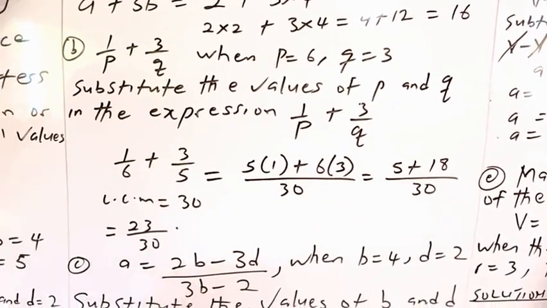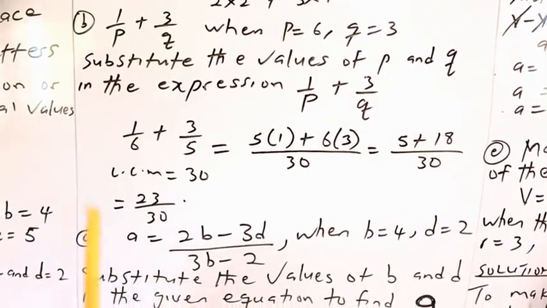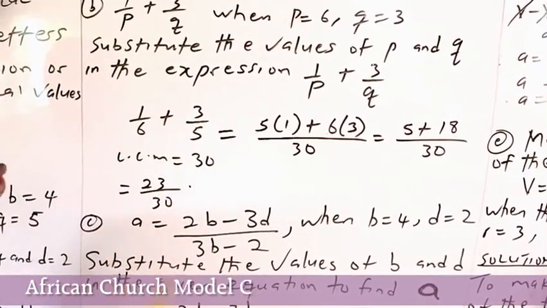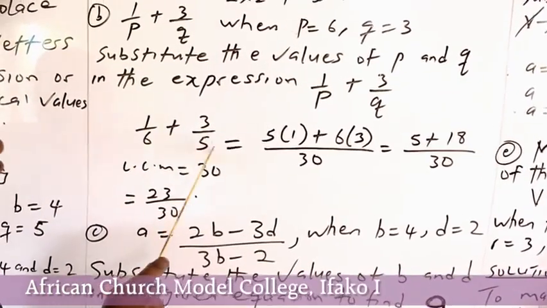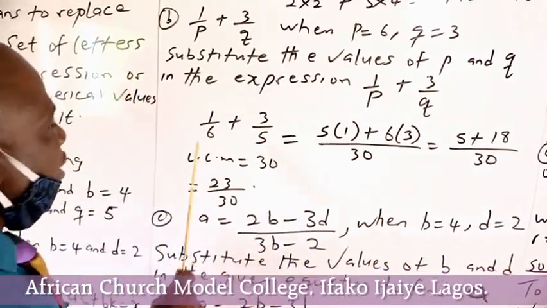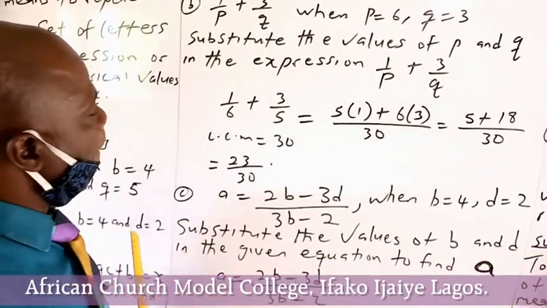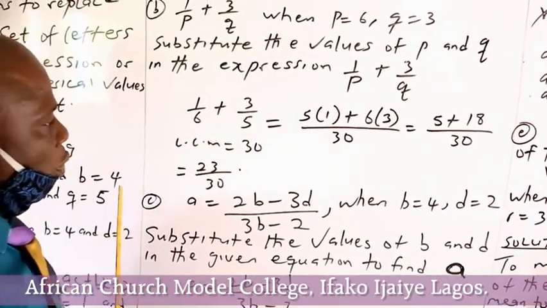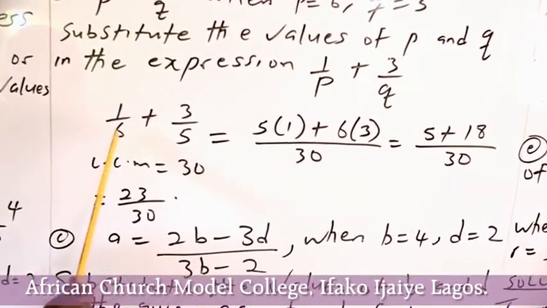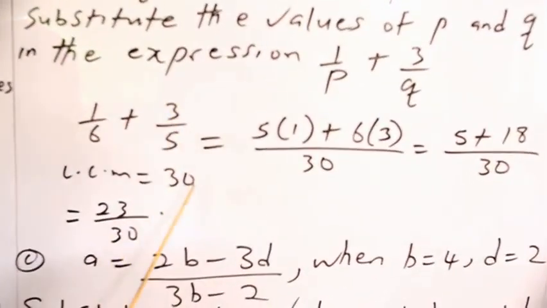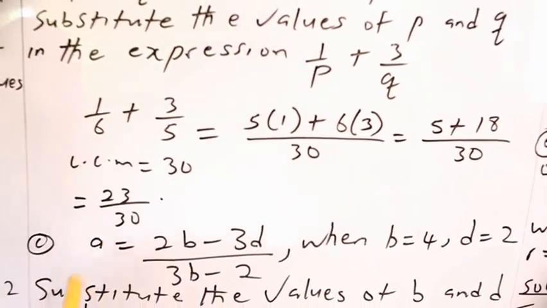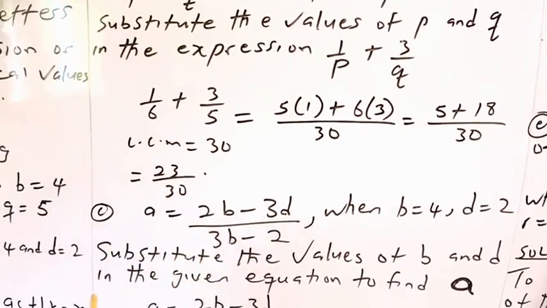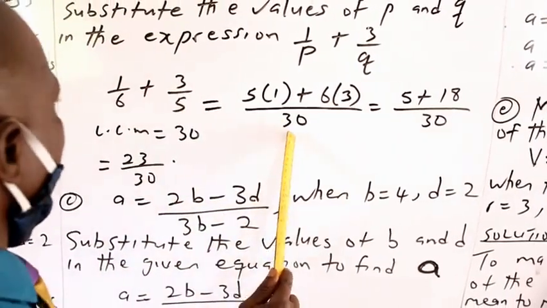If you want to know the LCM, the denominators will determine it. Yes, we have 6 and 5. This 6 and 5 will determine your LCM. LCM means the lowest common multiple, the lowest number that 6 can go into and 5 can go into without any remainder. And our LCM is 30. Therefore, the LCM is 30.